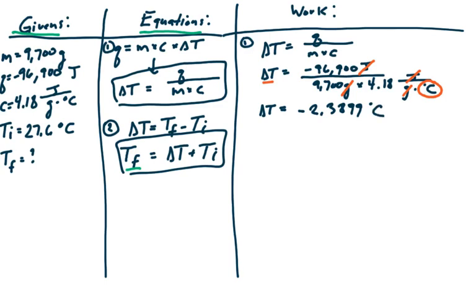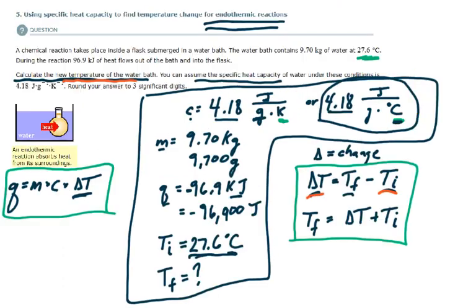Remember, delta T stands for change in temperature. So that means the temperature went down. The temperature of the water bath went down. Does that make sense? Absolutely. Because heat left the water bath and went into the reaction that was occurring in the flask. So this should go down.